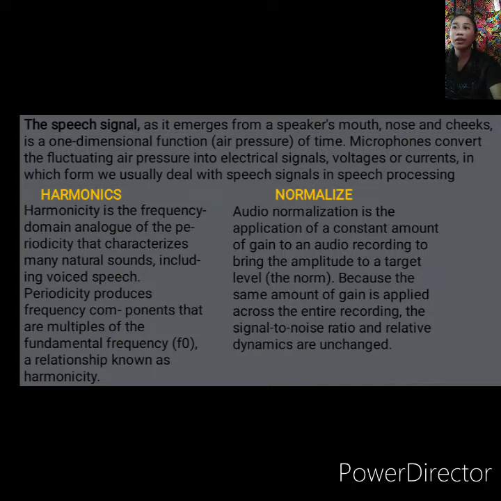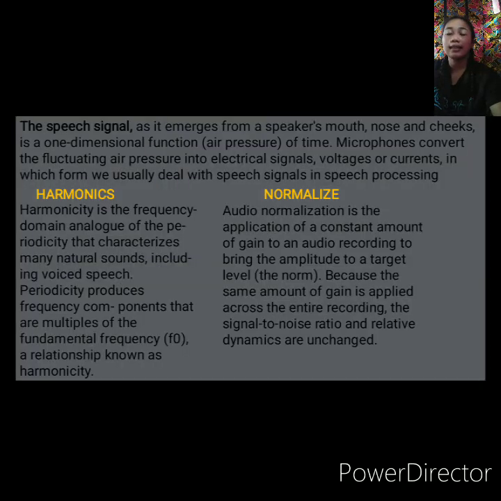So what is harmonicity? Harmonicity is the frequency domain analog to the periodicity that characterizes many natural sounds, including voice pitch. Periodicity produces frequency components that are multiples of the fundamental frequency, a relationship known as harmonicity. Normalization: audio normalization is the application of a constant amount of gain to an audio recording to bring the amplitude to a target level. Because the same amount of gain is applied across the entire recording, the signal-to-noise ratio and relative dynamics are unchanged.